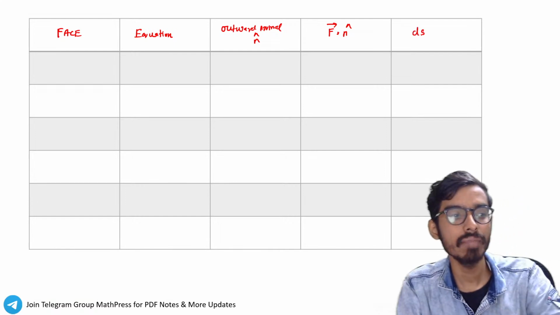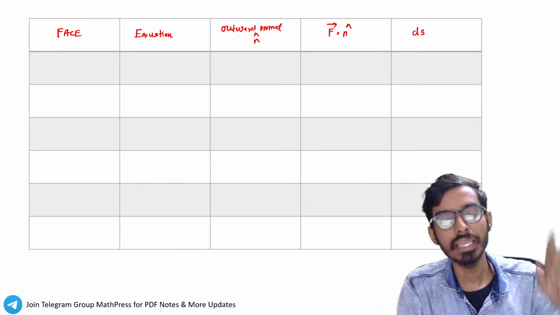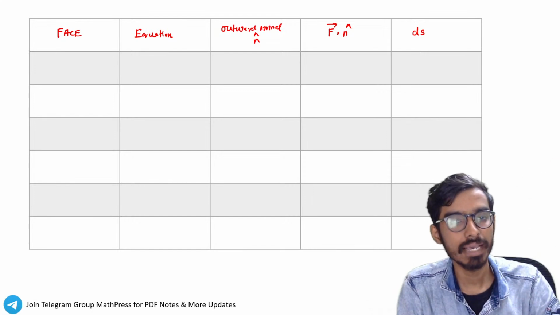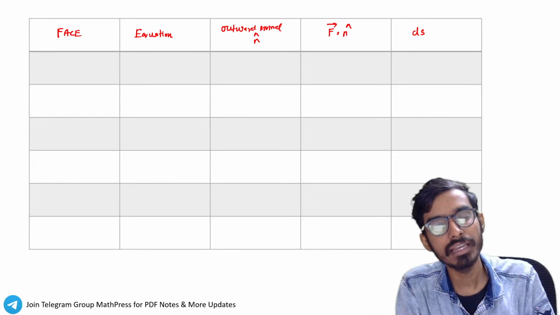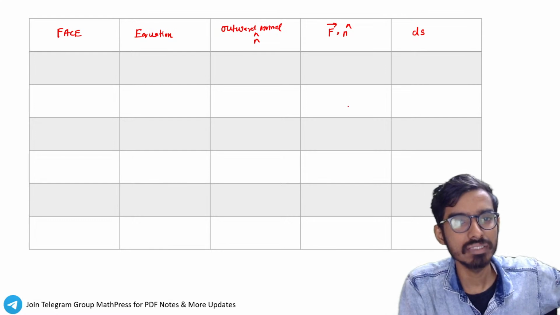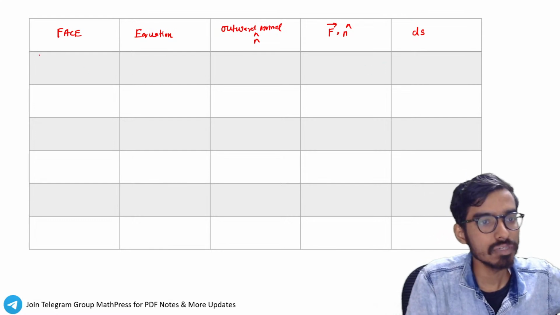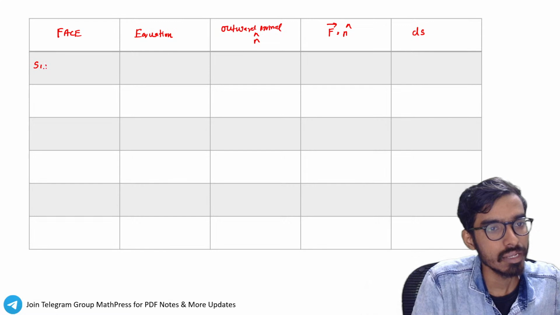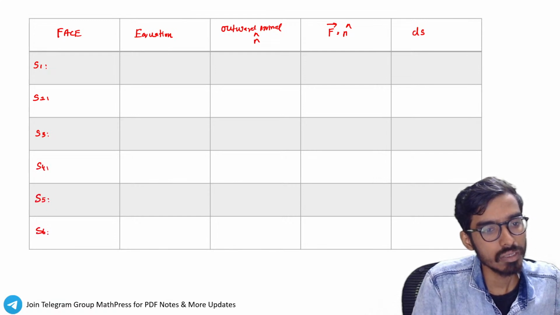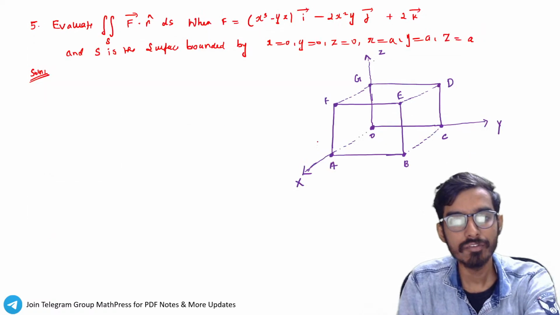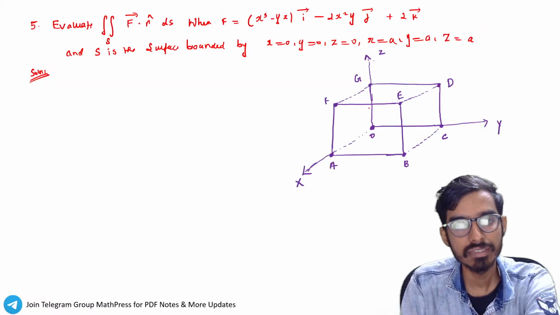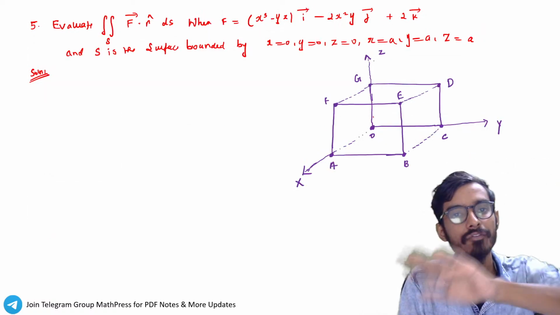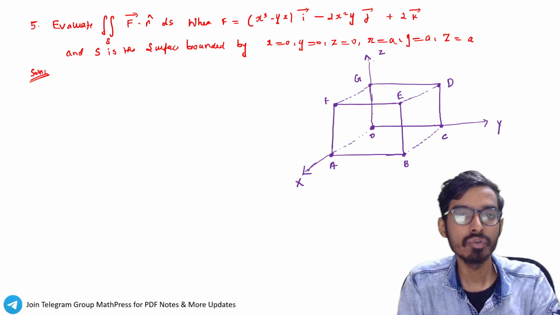So ds can be dx dy by n cap i, or dy dz by n cap j, or dz dx by n cap k. You know all these, right? So what I'm going to do is, let us take the first face. There are 6 faces: S1, S2, S3, S4, S5, S6. So just take the front face. What is the front face? Front, back, left, right, up, down. You need to go in this order, right?